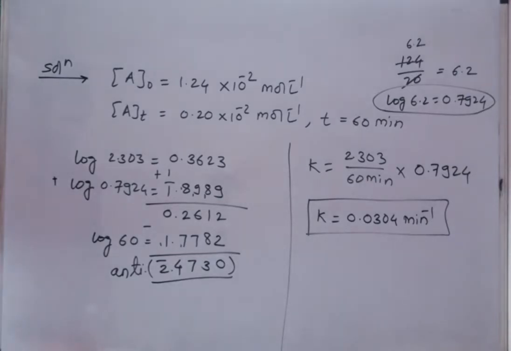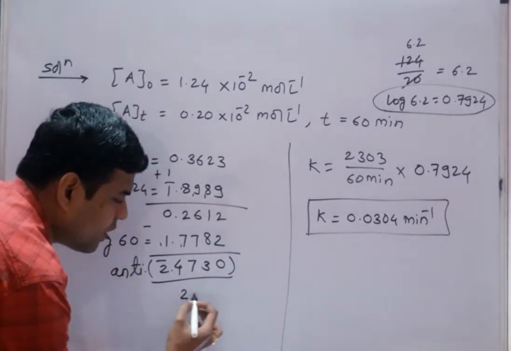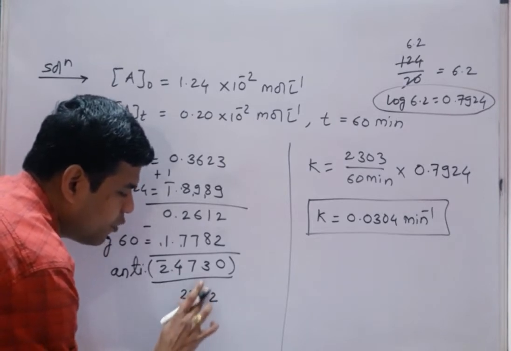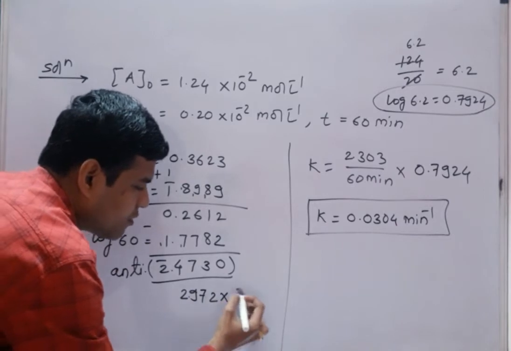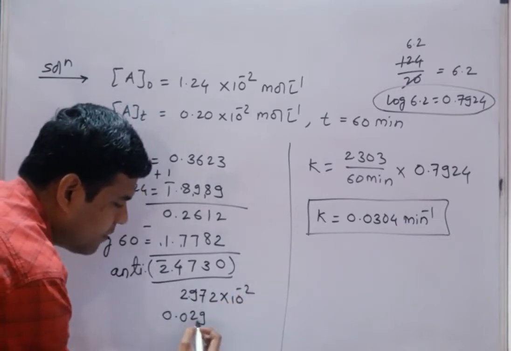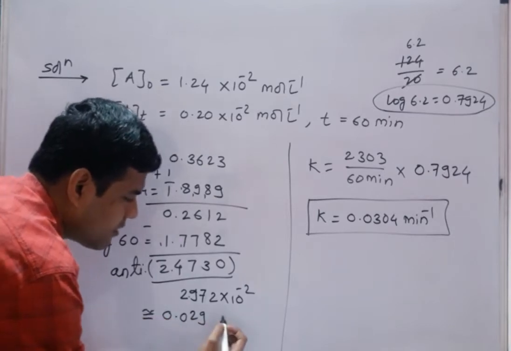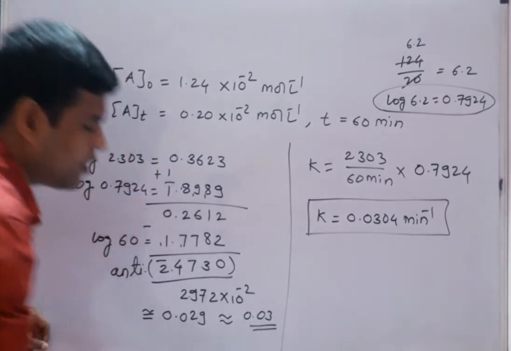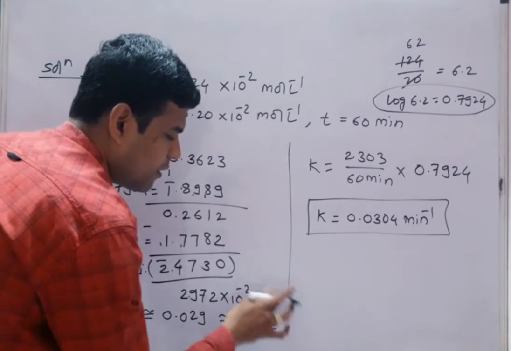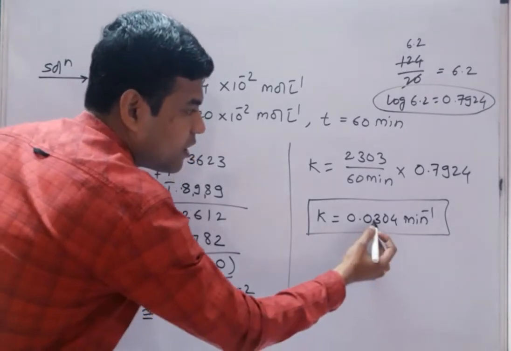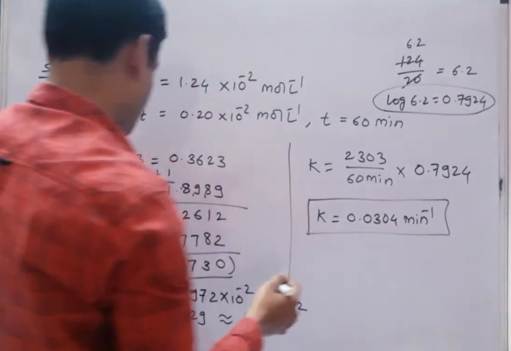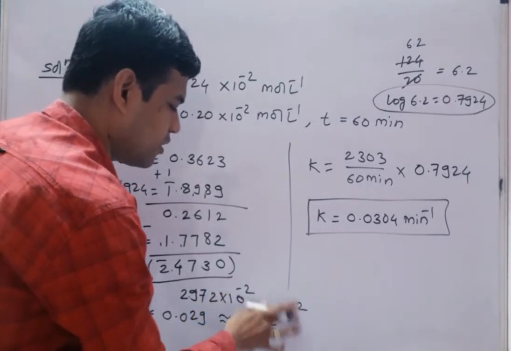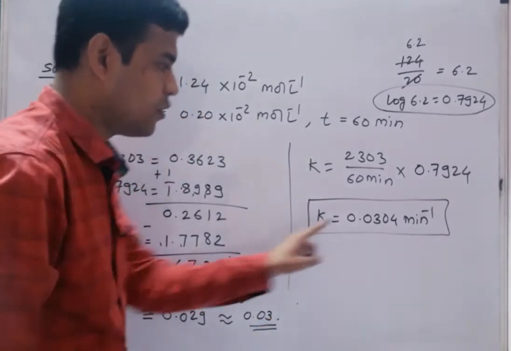2972, it becomes near about 2.97 into 10 to the power minus 2, so it becomes 0.029, so it is approximately equal to 0.03. 10 to the power minus 2 means 0.03 will be the quantity, 0.03.